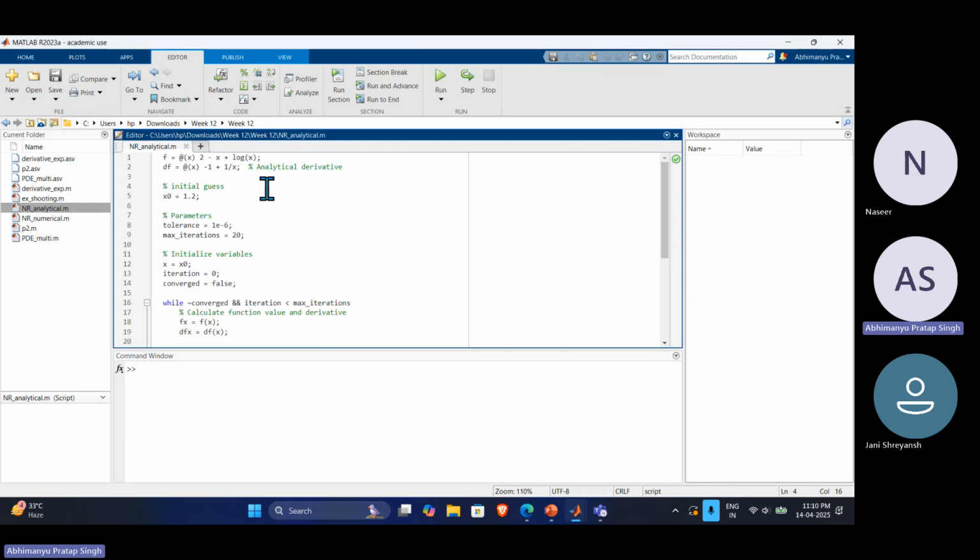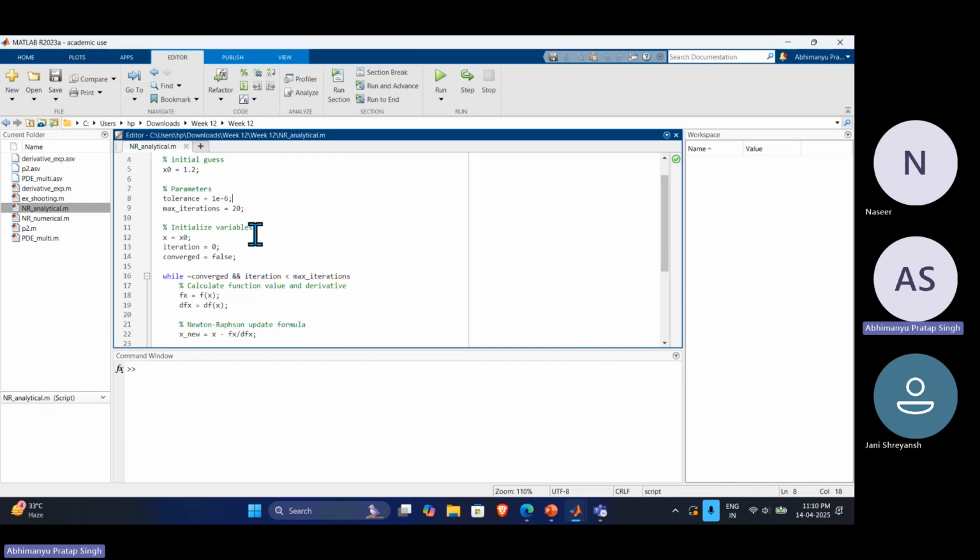Yes, so let us first see how to solve it using the analytical method. We will create a function handle for the given function, 2 minus x plus log x. Since it's a simple function, we will create a function handle for the analytical derivative as well. The initial guess is given to us as 1.2. We will stop the solution once we get an error less than 10 to the power minus x, and we will solve for 20 iterations.